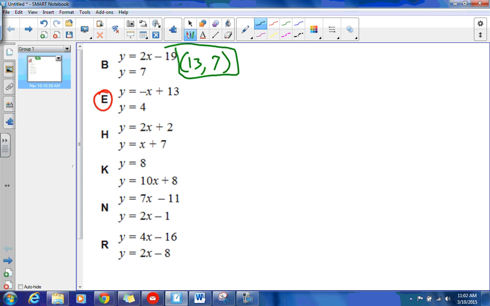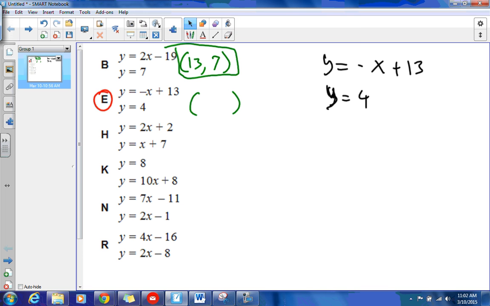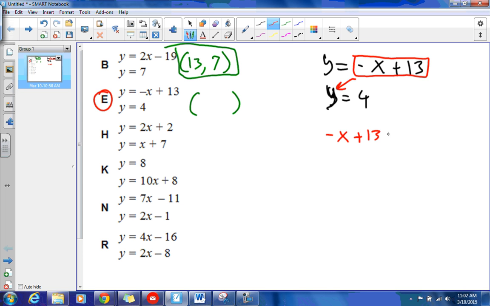Letter E, we have y equals negative x plus 13 and y equals 4. So if you look, like we had last time where it said y equals 7, we knew the y value would be 7. This time we know the y value is going to have to be 4, but we can do the work to check. So first, take what y is equal to. It says y is equal to negative x plus 13, and put it in for the other y. So instead of having a y there, we're going to have negative x plus 13, and for y equals this, 4.